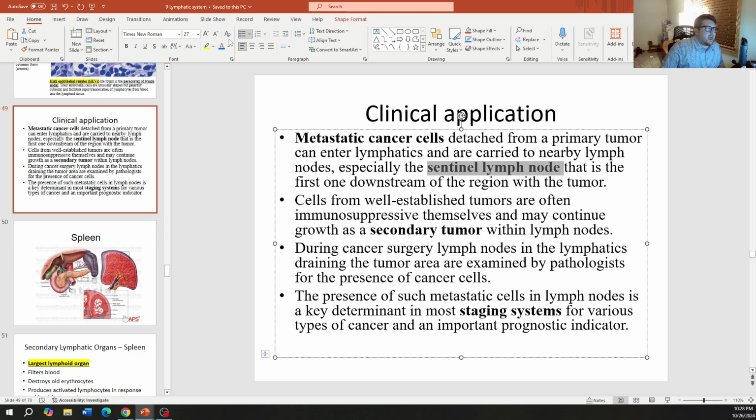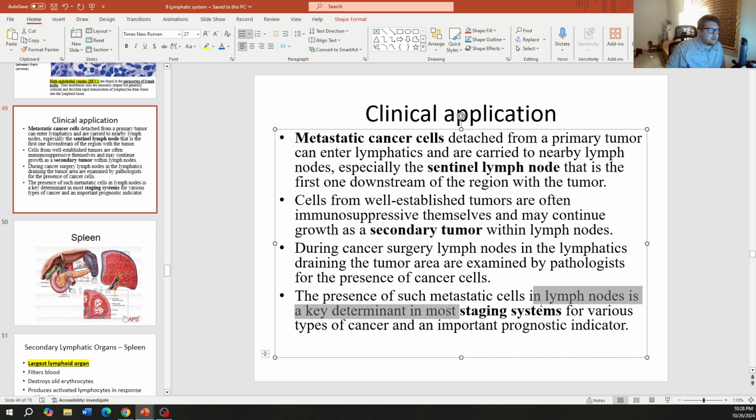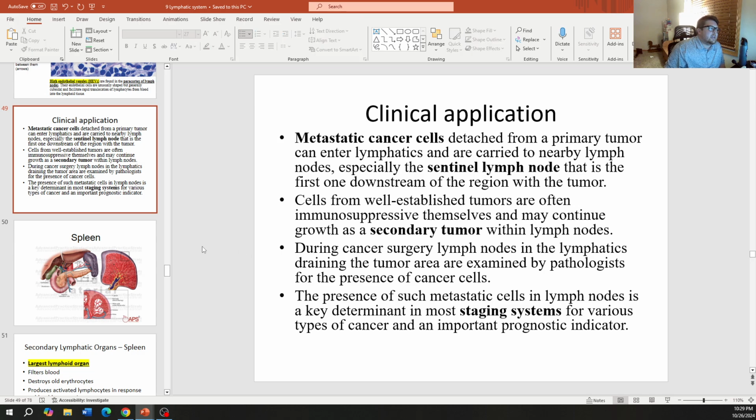So a lot of times if somebody has breast cancer and they go in and surgically remove it, they'll also remove those axillary lymph nodes as well, just to be safe, to make sure that there's no spread of any cancer cells, just in case that they miss anything. How spread the cancer is determines the staging, as well as how spread it is within the lymph nodes determines the staging system as well.